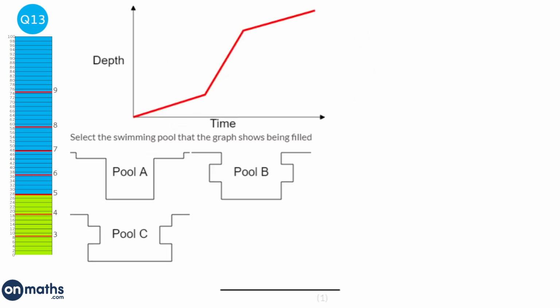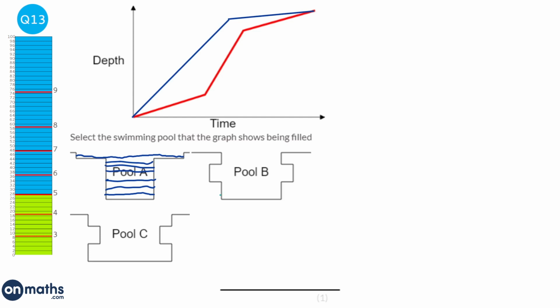So with each of these pools, try and imagine it being filled. So pool A, first of all, we've got water coming into it, and it's actually going to go quite quickly initially, and then it will hit a point at the end where actually it will go really quite slowly because it's a wider pool. So we would imagine that the graph for pool A would actually go quite quickly at the start, and then at the end it would go much slower. And that doesn't really describe, the red graph doesn't really describe that at all.